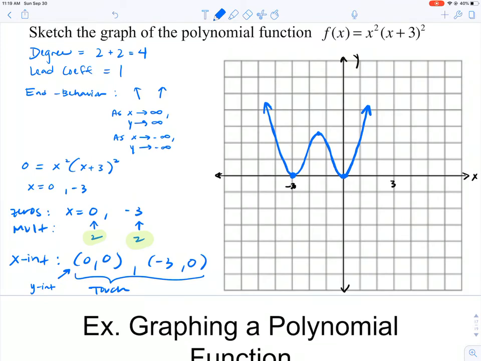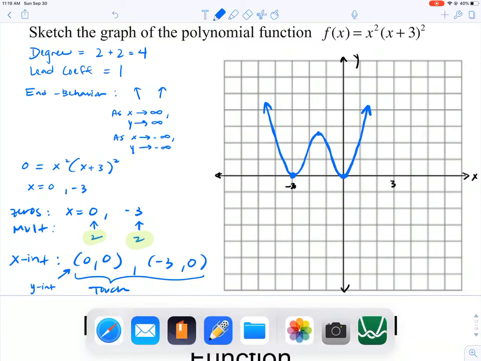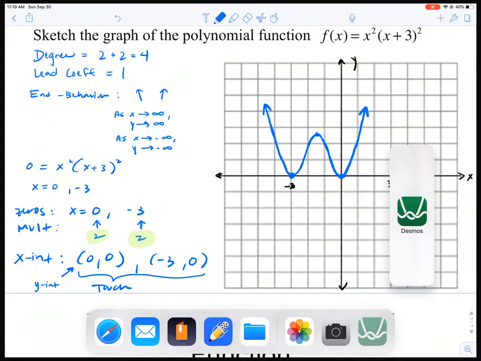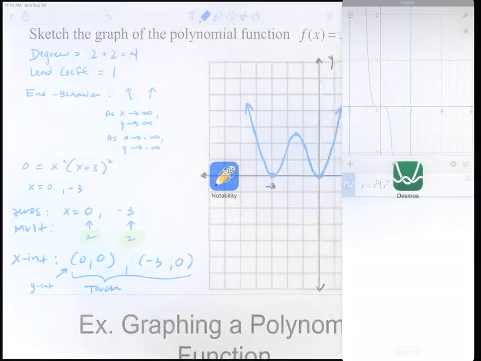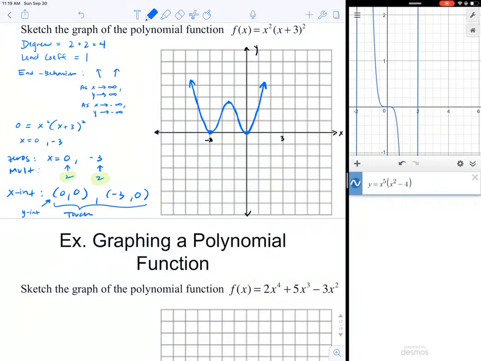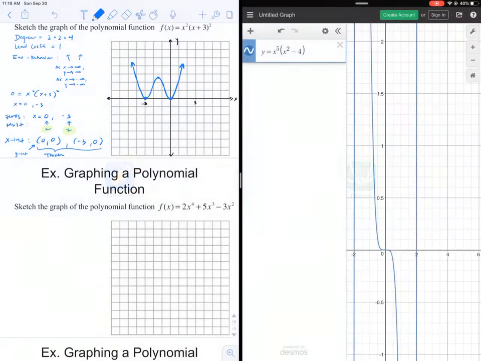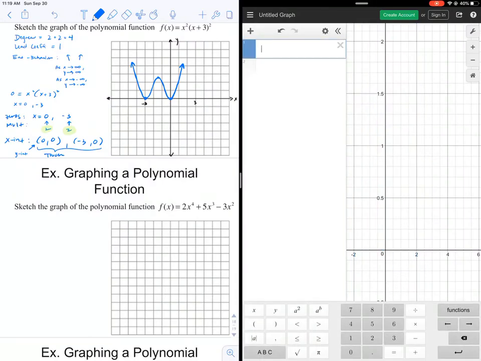So for now, we're just going to use our end behavior, x-intercepts, y-intercept, and multiplicity to help us sketch what the graph looks like. And then next year with calculus, you'll be able to sketch some more accurate looking graphs. And we can compare this. We can use Desmos to check that our graph looks kind of close to what it should.